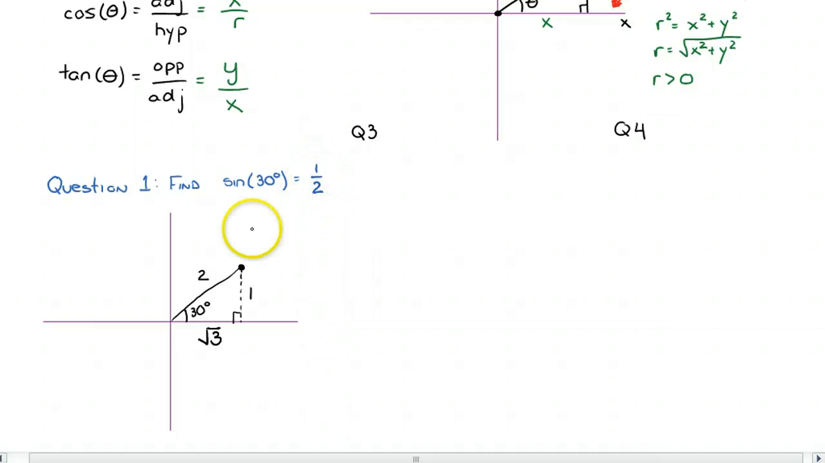And in fact, we could actually extend this to find as well cos of 30 degrees is going to be root 3 over 2. And if we were so inclined, we could find tan of 30 degrees, which is 1 over root 3. Perfect. So that's something we already know how to do, but let's imagine we have this.